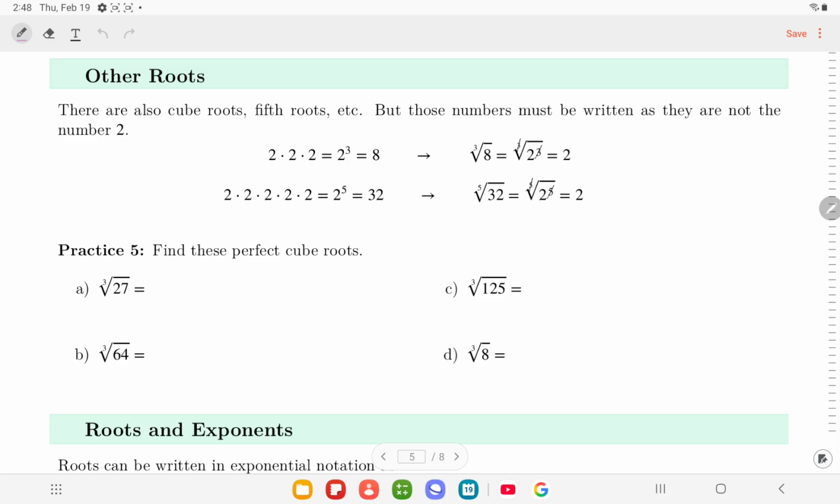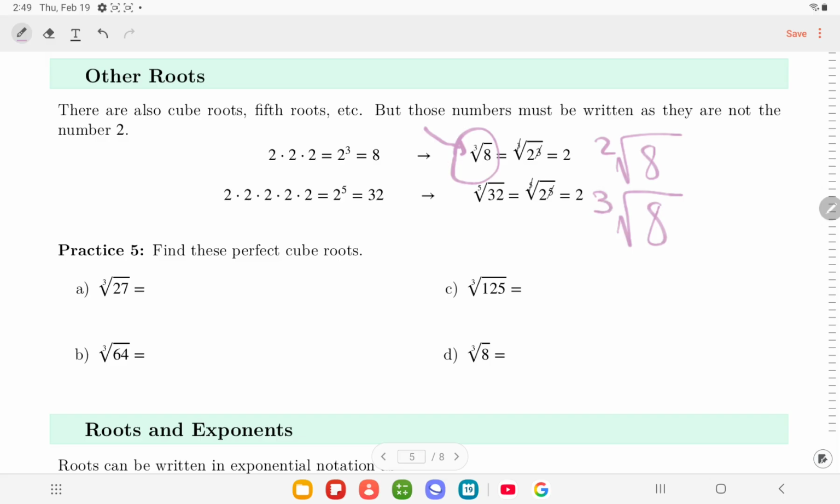Now, other kinds of roots also exist, not only square roots. There are cube roots, fifth roots, and lots of other roots. Basically, you look at this little number here on top of the root. And if there is no number there, it is always a square root. If it is just written like this, then it is a square root, and you do not need that little 2. But if it's a cube root, you need to make sure that you write a 3 there.